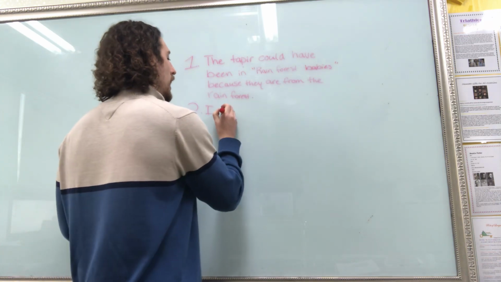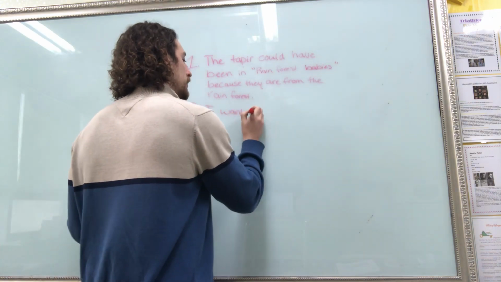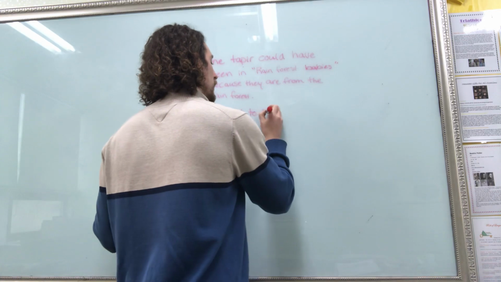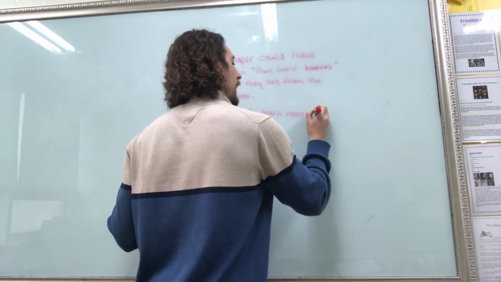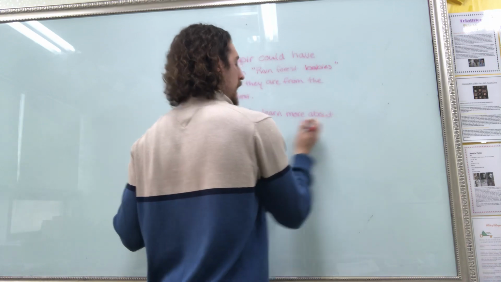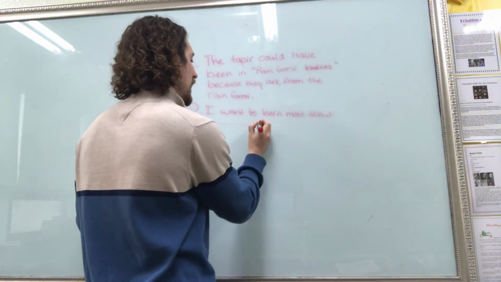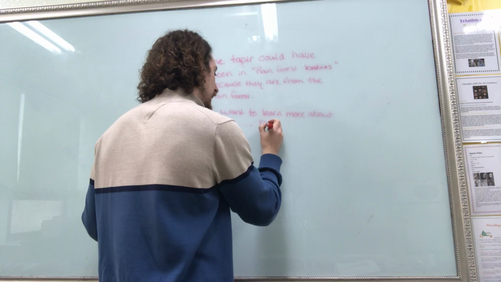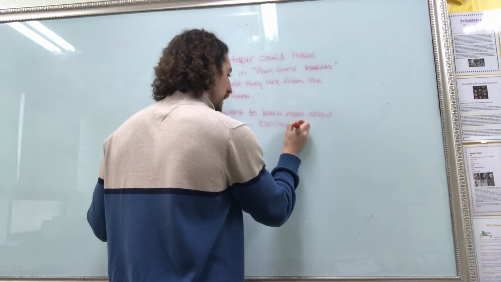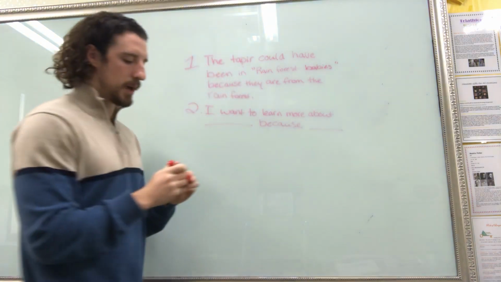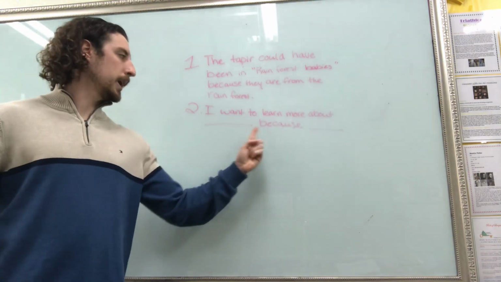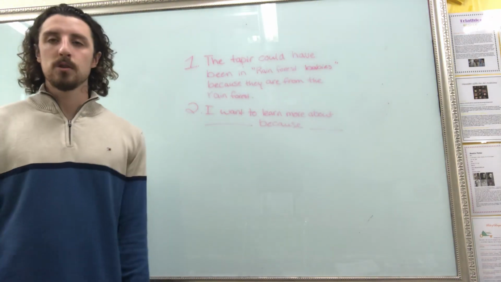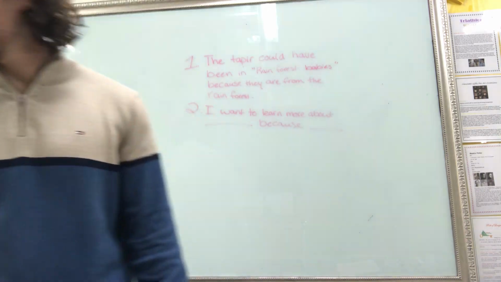So for number 2, this is how you're going to start. I want to learn more about, and then you have to say the animal, because, and then give me the reason, okay? I want to learn more about blank because blank. So that's what you're going to do for number 2, all right?